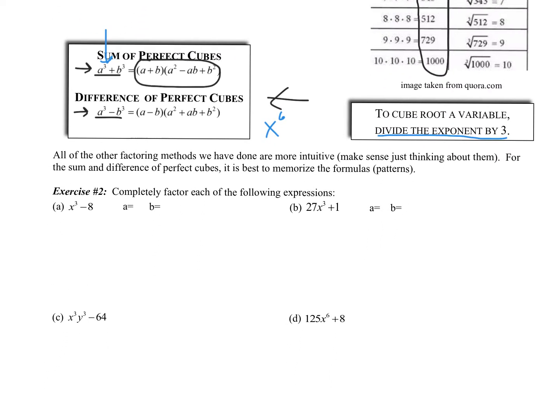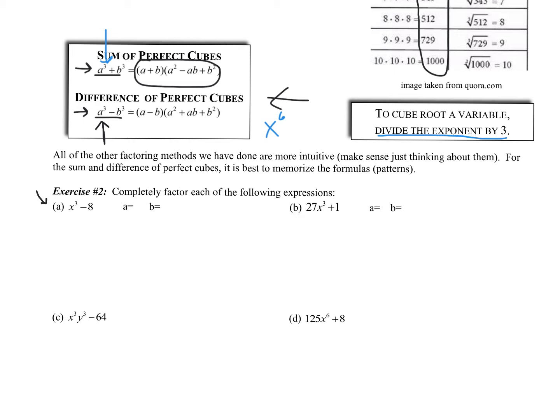Now, because this one is not as intuitive as the other ones we've done, it kind of helps to start out by first identifying our a and b values. So first off, I look at this expression, x cubed minus 8. That's in the form a cubed minus b cubed, because 8 is a perfect cube and x cubed is a perfect cube, and they are connected by subtraction.